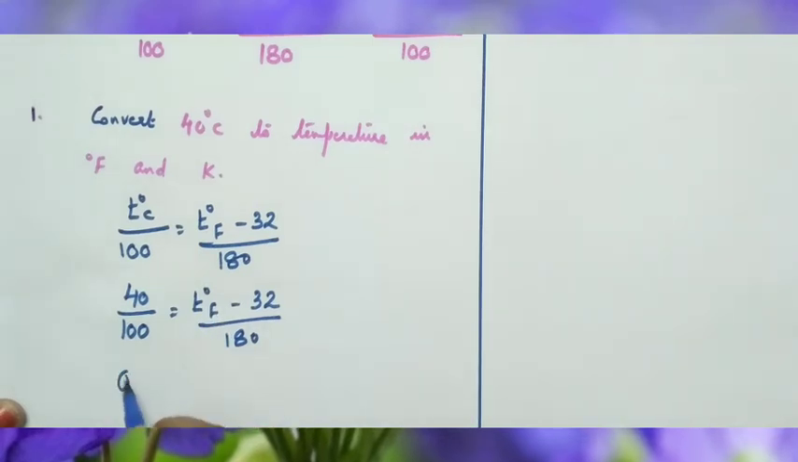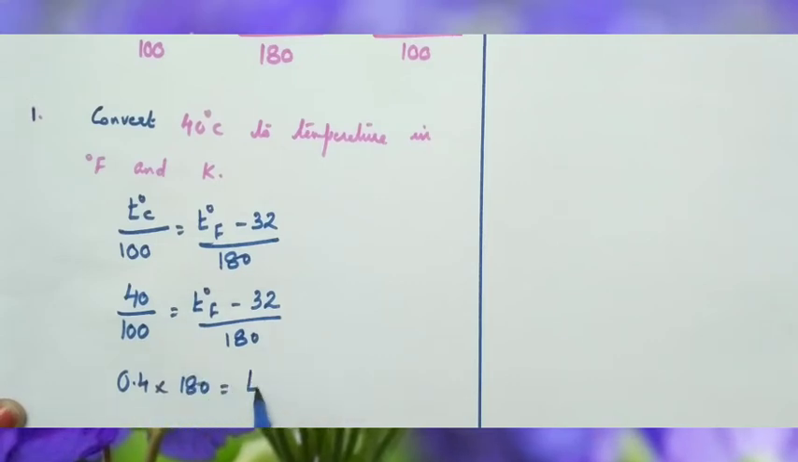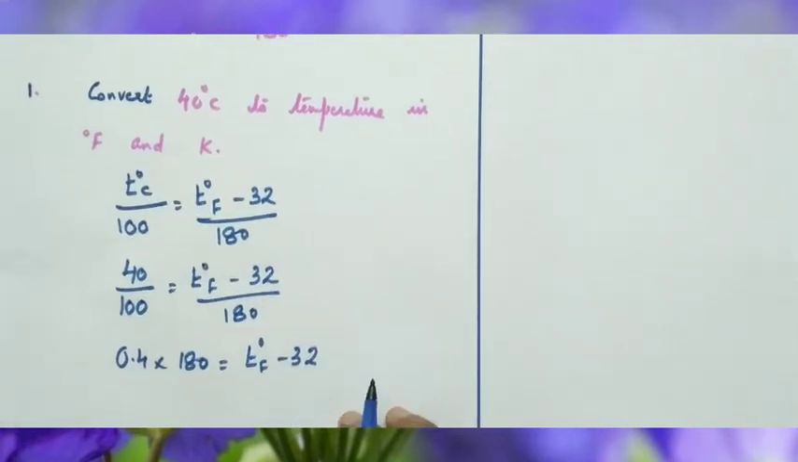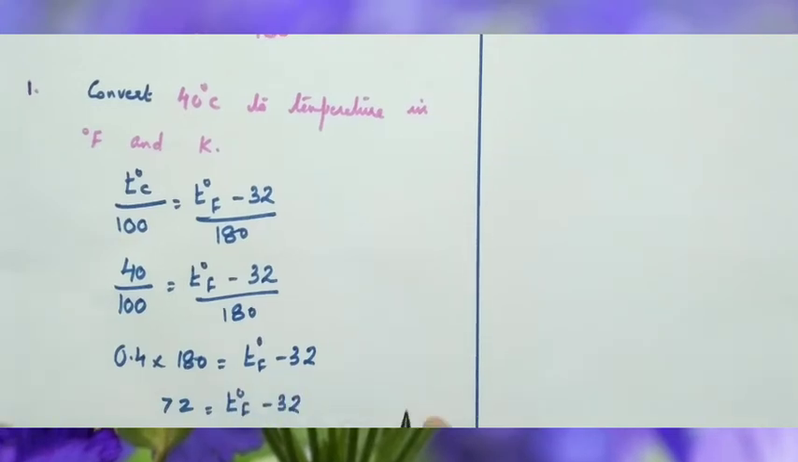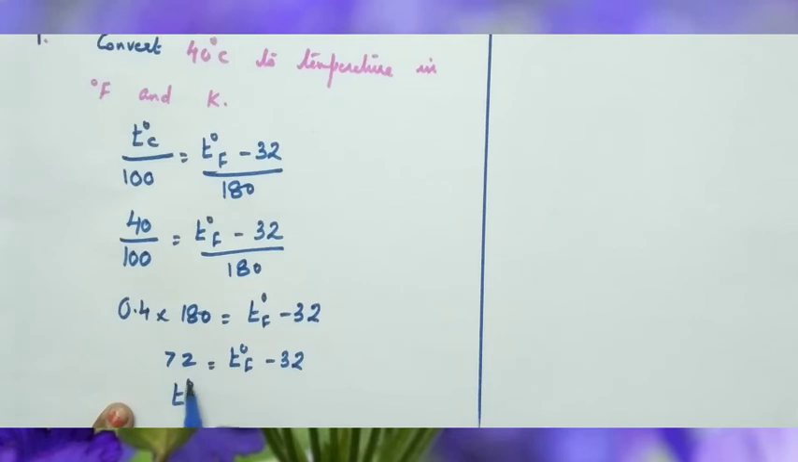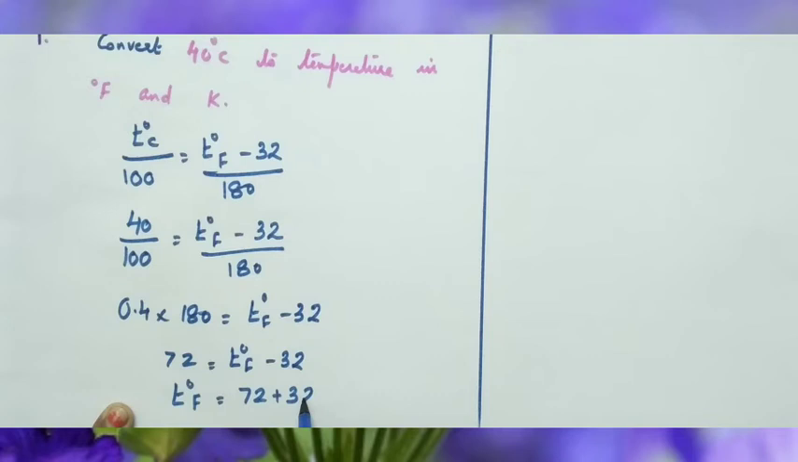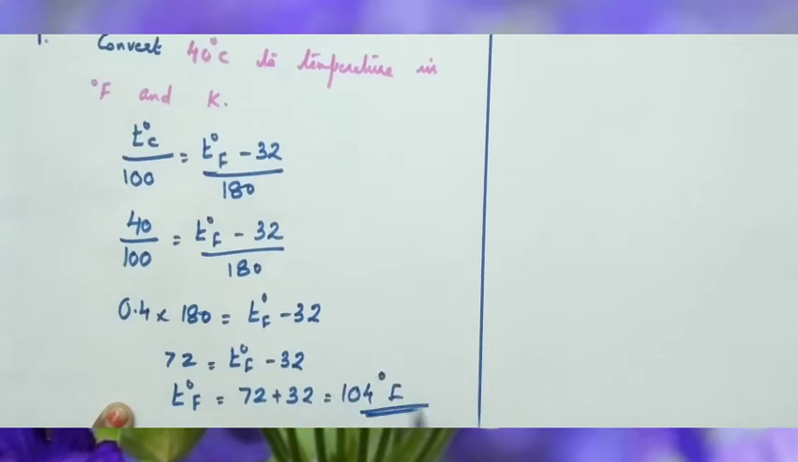Here it is 0.4 into 180 comes to the numerator equal to T degree Fahrenheit minus 32. So this value is 72, equal to T degree Fahrenheit minus 32. So what is the value of T degree Fahrenheit? T degree Fahrenheit is equal to 72 plus 32, which is equal to 104 degree Fahrenheit.